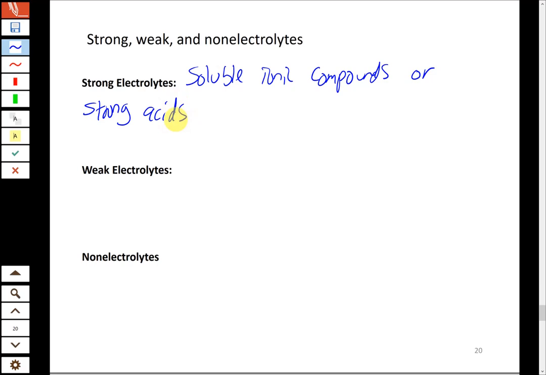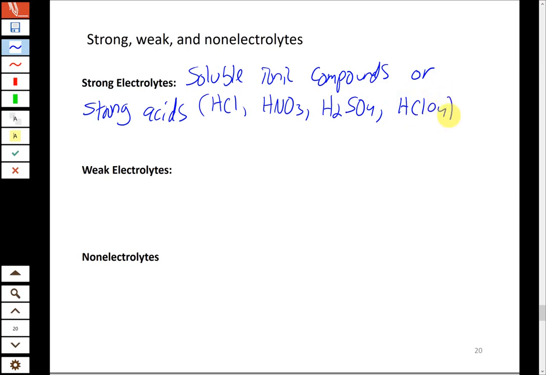The distinction between strong acids and weak acids is more important in Chem 2 than it is in this class, but for now you need to remember what some of the classic strong acids are, because these would also be strong electrolytes. So HCl, the one we saw in the video, nitric acid, HNO3, sulfuric acid, H2SO4, perchloric acid. These are some of your common classic strong acids.